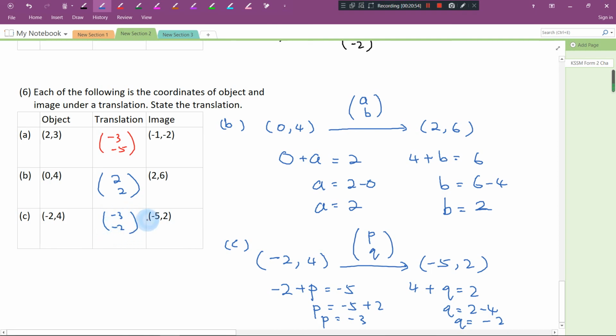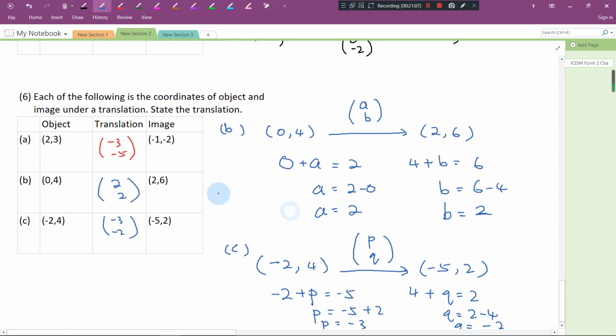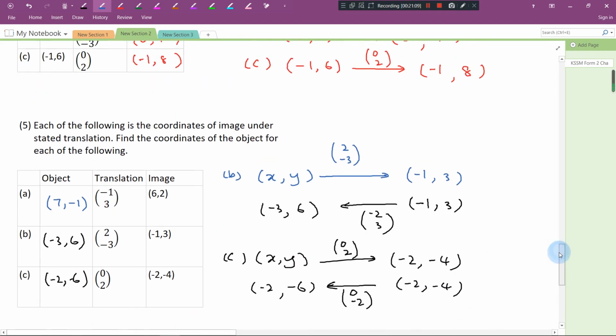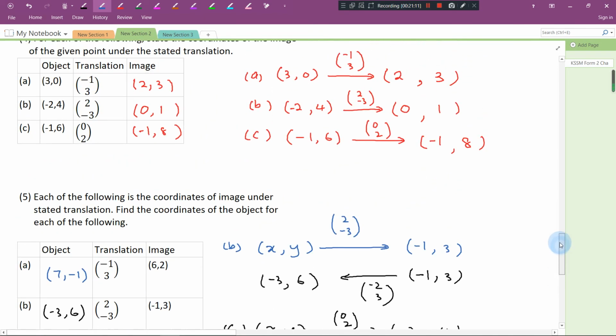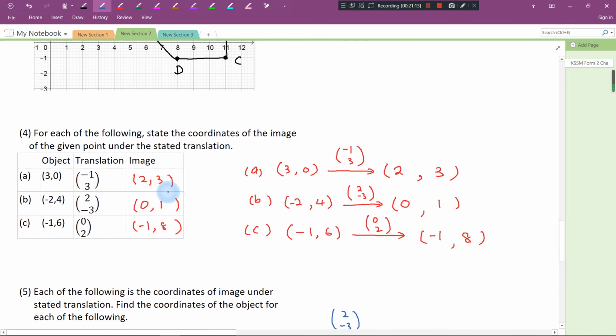So it's better that we double check again to see any mistake. Negative 2 minus 3, you get negative 5, correct. 4 minus 2, you get 2, correct. Okay, so this is the way how we get translations and then object and also the coordinate of image.